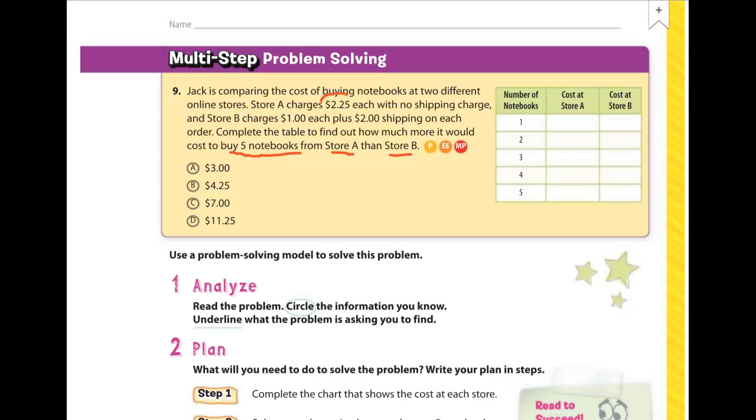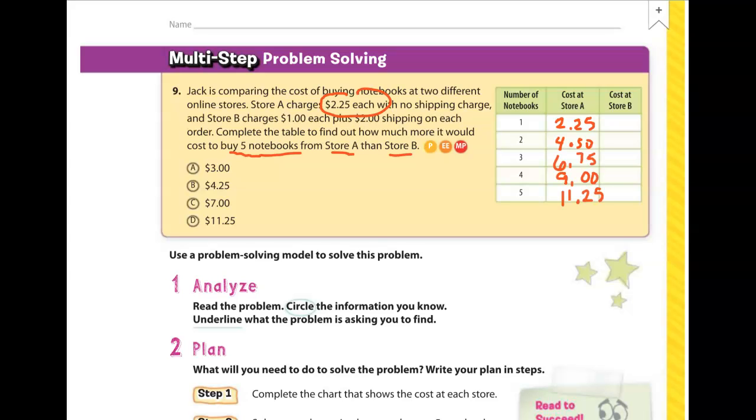It says store A charges $2.25 each. That means what should we put here for one notebook? Answer that, please. Very good. $2.25. And so what would we do to figure out what 2 would be? That's correct. We're going to multiply by 2. And of course, when we do that, it means we're going to double this. So double 25 is 50 cents, and double 2 is 4. And then if we multiply 3 by 2.25, we'll just keep doing that process. So go ahead and take some time and finish filling in the chart for store A.